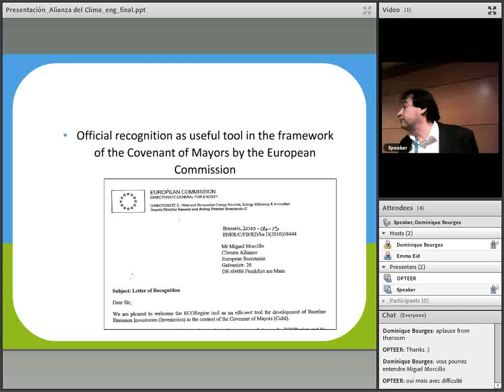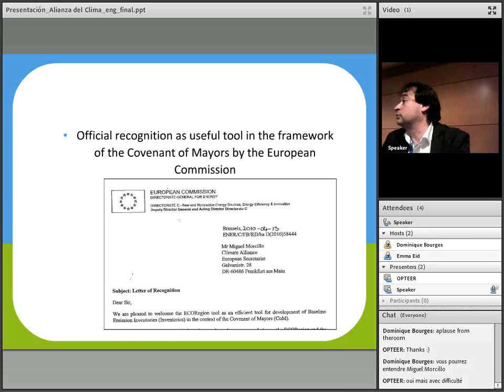And we have the relevant tool for the calculation of the Covenant of Mayors. Because this is something nice to have. There are a couple of tools with official recognition in Europe. And it's under my name.